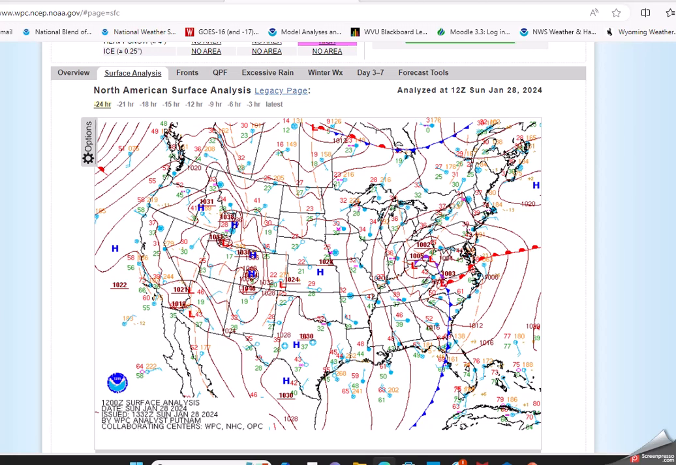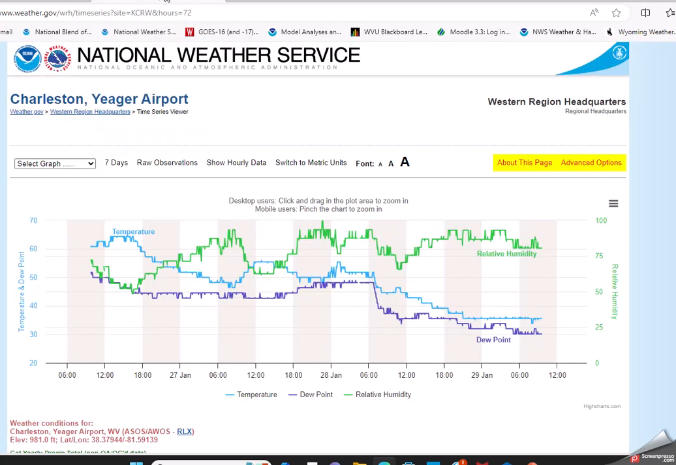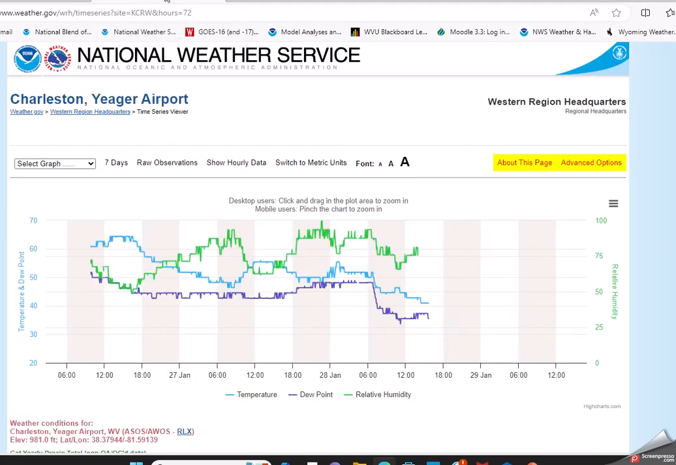So with this is yesterday. I wanted you to take a look and see Charleston's Yeager Airport. This is what we call a meteogram. What is a meteogram, right? It's an XY plot. We do a lot of that here in meteorology. We're plotting every hour or every minute's temperature on a graph with time. That's all we're doing. We're just taking one location, in this case, Charleston, West Virginia, and we're plotting the temperature with time.